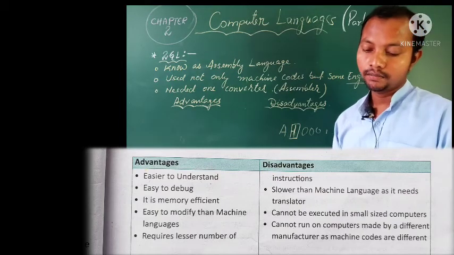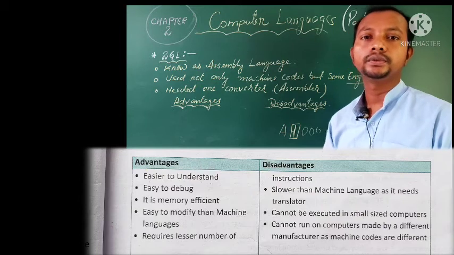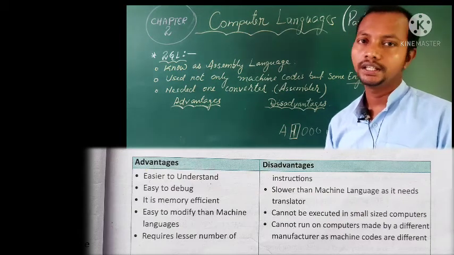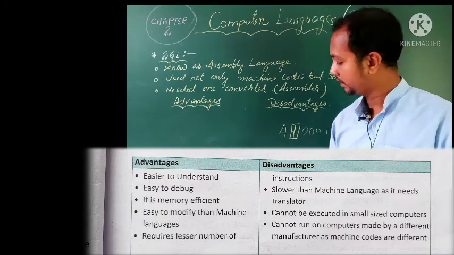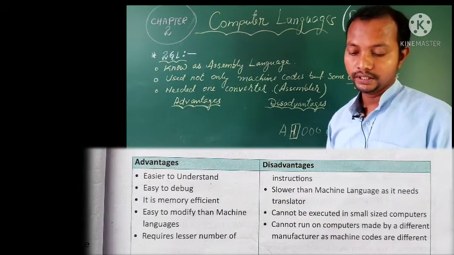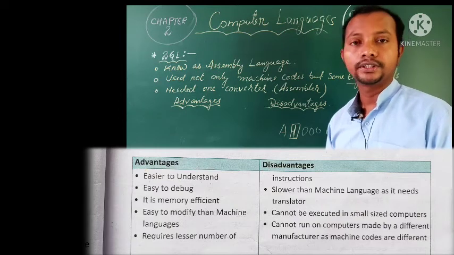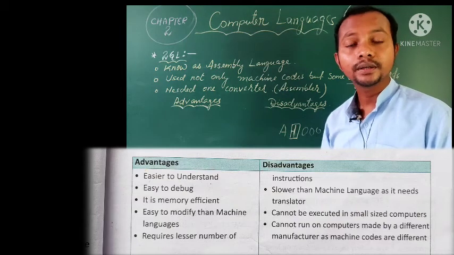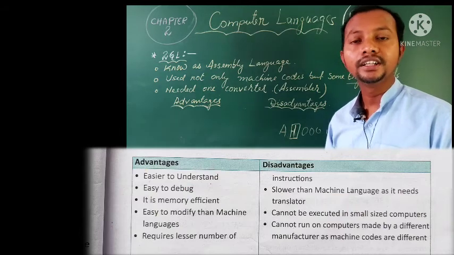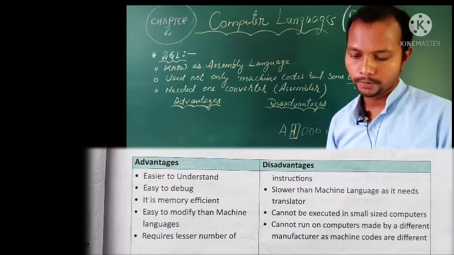Requires lesser number of instructions. Since you know the language, you could give the instruction in a small number, in a minimal way only. Okay, then disadvantage. What is the disadvantage? It is slower than machine language. Why? Because one translator was there. The machine was not understanding my English directly, so it has to be translated, then it goes to the computer. So it was slow, working slowly.